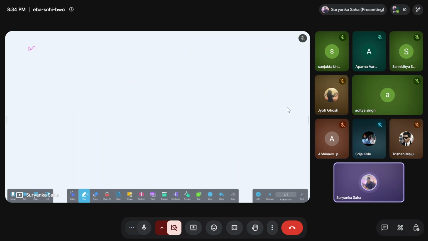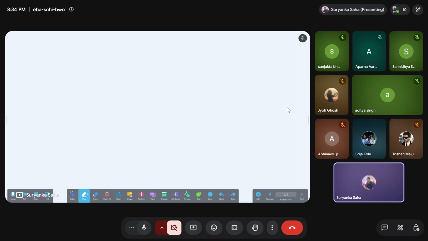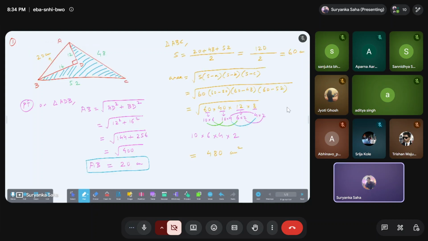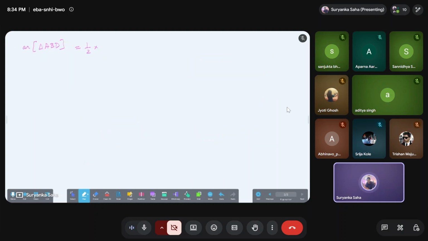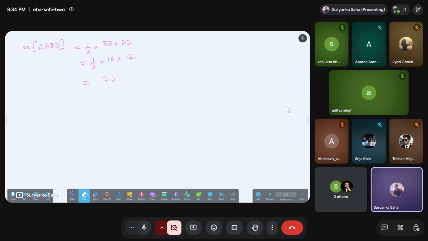Now area of triangle ABD equals half into base. The base here is 16, that is BD, into AD. Half into BD into AD, or AD into BD. So half into 16 into 12: 8 into 12 is 96. 96 centimeter square. Now what will be the area of the shaded portion?